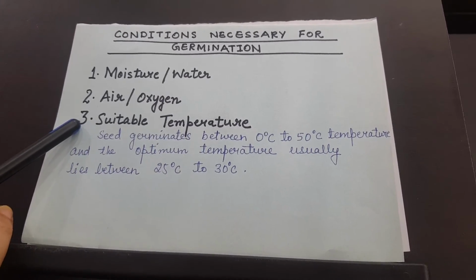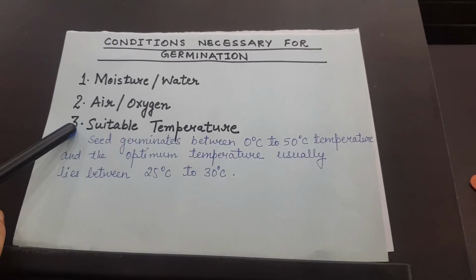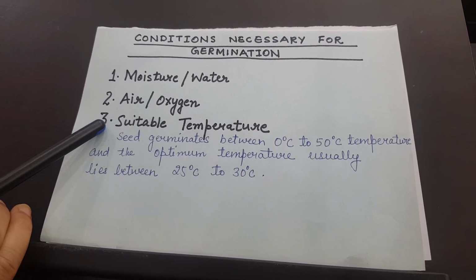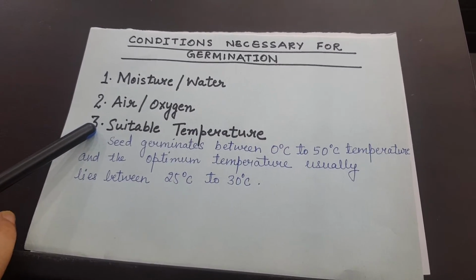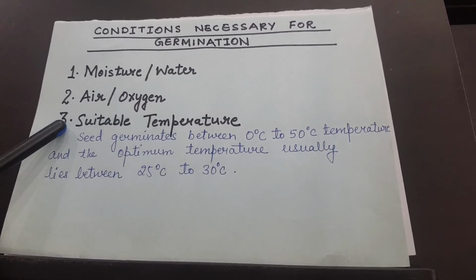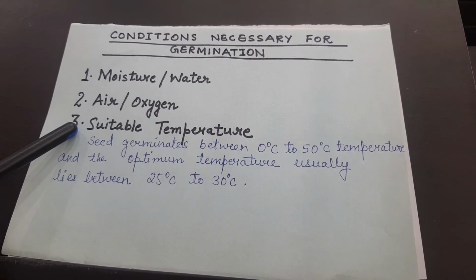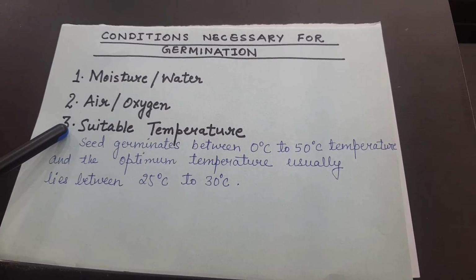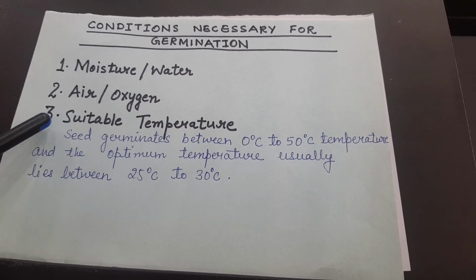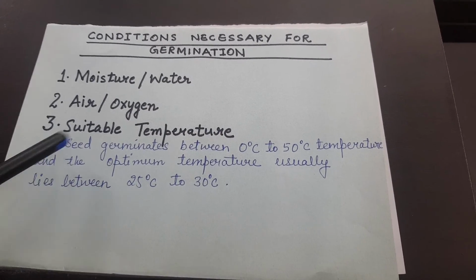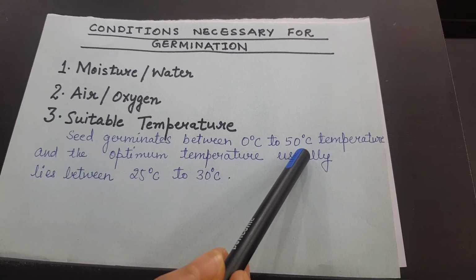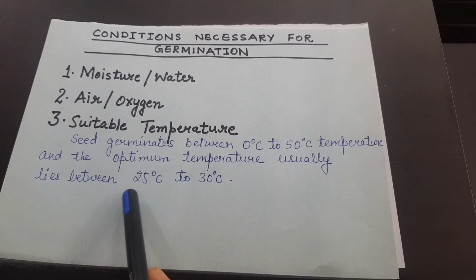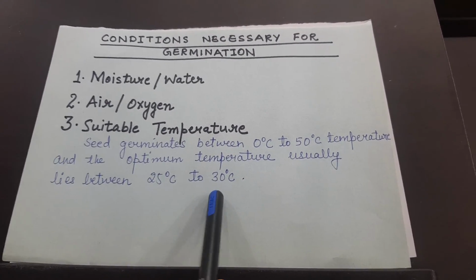Now, suitable temperature. Obviously, temperature is required for seed germination, because what will happen if the temperature is low? Low temperature will slow down the embryonic activity, and high temperature destroys the delicate embryo tissue. So, a suitable temperature is required. Seed germinates between 0 to 50 degrees centigrade, and the optimum temperature usually lies between 25 degrees centigrade to 30 degrees centigrade.